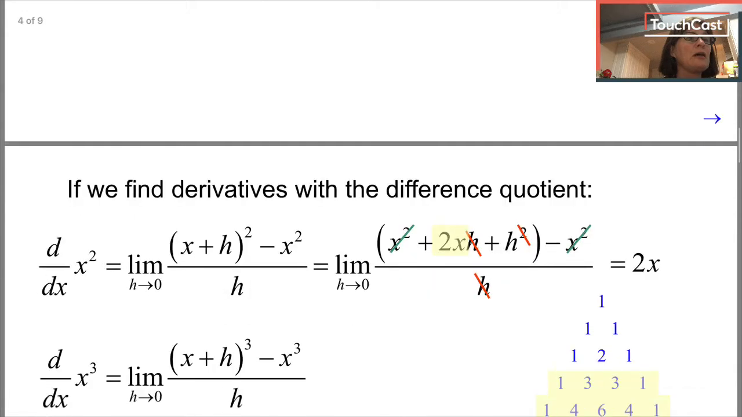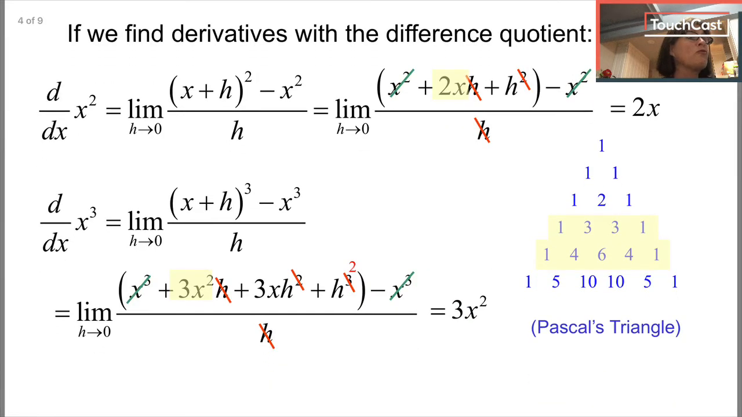I could keep going. I could use that formal definition of the derivative to find the derivative of x cubed. We did that one back in 3.1, so I have to take x plus h and multiply it out. And we get 3x squared.